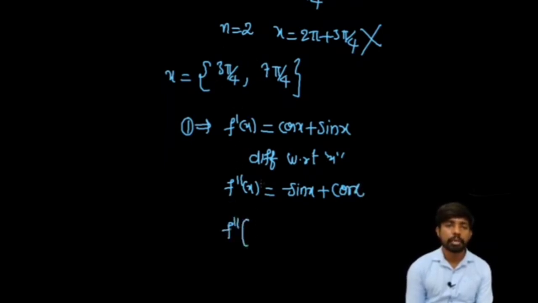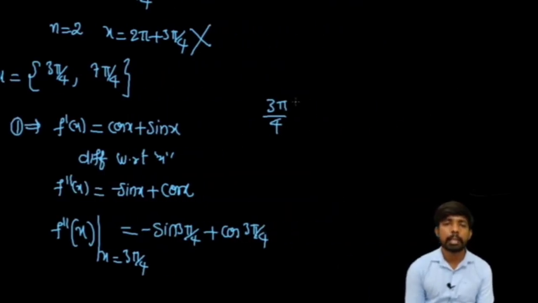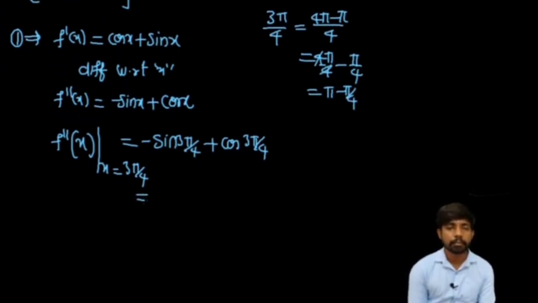Therefore, substitute the critical value. For the double differentiation, substitute x is equal to 3 pi by 4. So we get minus sin of 3 pi by 4 plus cos of 3 pi by 4. Here 3 pi by 4 can be written as 4 pi minus pi by 4; 4 pi minus pi is 3 pi, right? So 4 pi by 4 minus pi by 4, the 4s cancel, giving pi minus pi by 4. So 3 pi by 4 can be written as pi minus pi by 4. So minus sine of pi minus pi by 4 plus cos of pi minus pi by 4.